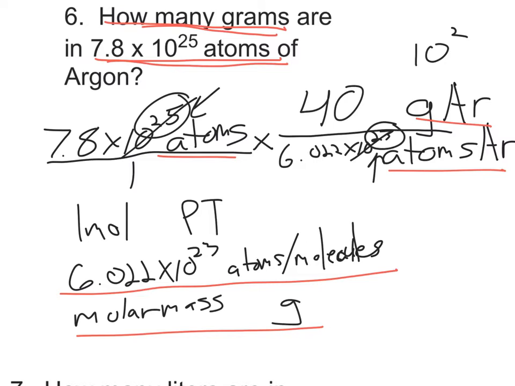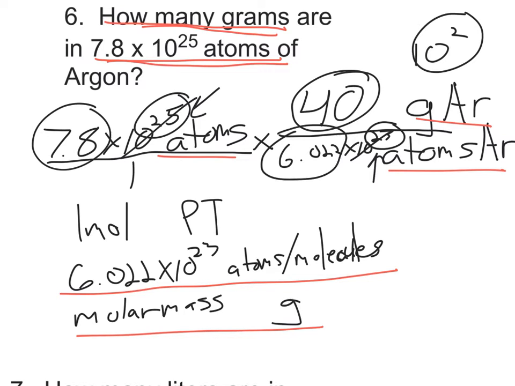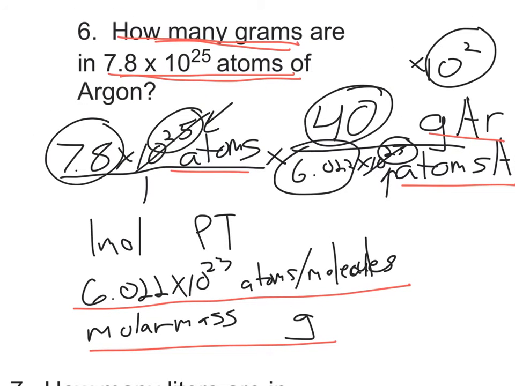So I'm going to pull those out. I'm going to leave those on the edge here. And now I'm just going to take the 7.8, multiply by the 40, and divide by the 6.022. And that will be a lot easier. And whatever comes out of that, I can multiply by my 10 squared. So let's do that in our calculator. So I put that in my calculator, and I get 51.8. 51.81 if I'm being honest.